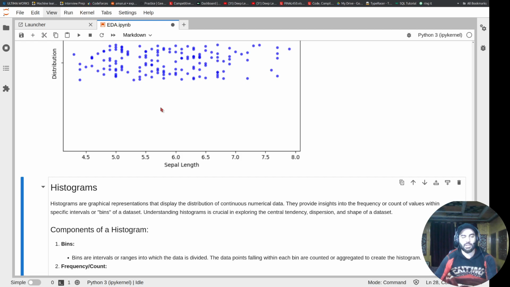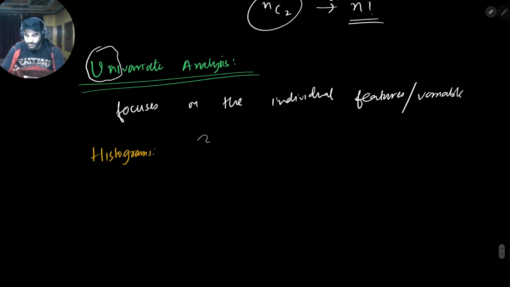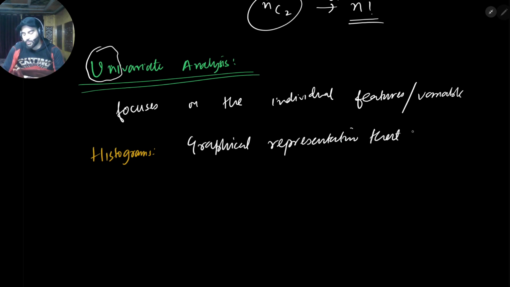So what is a histogram? It basically is a graphical representation that describes the distribution of data.